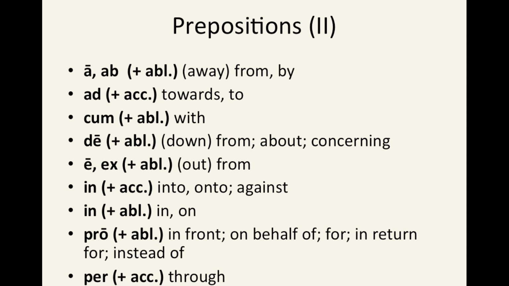In can take an accusative or an ablative. When in takes an accusative, it means into, onto, or against. When in takes an ablative, it means in or on. Pro takes an ablative, and it means in front of, on behalf of, for, in return for, or instead of. Per takes an accusative, and it means through. What you'll notice is that most of the prepositions that take an accusative convey movement or motion, such as ad, which is towards, per, which is through, and in, which is into. Most of the prepositions that convey situation or position at a point take the ablative.